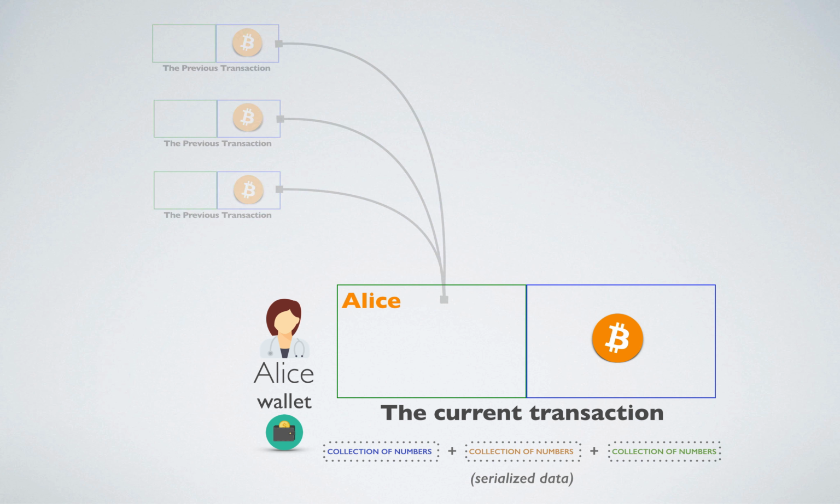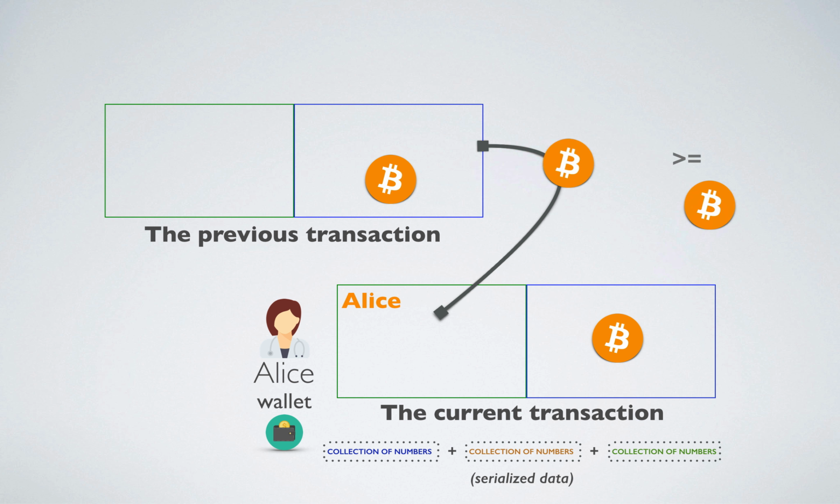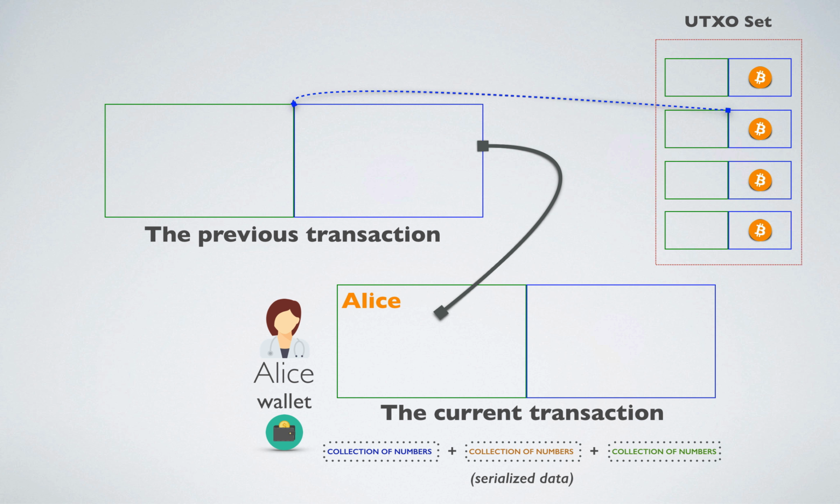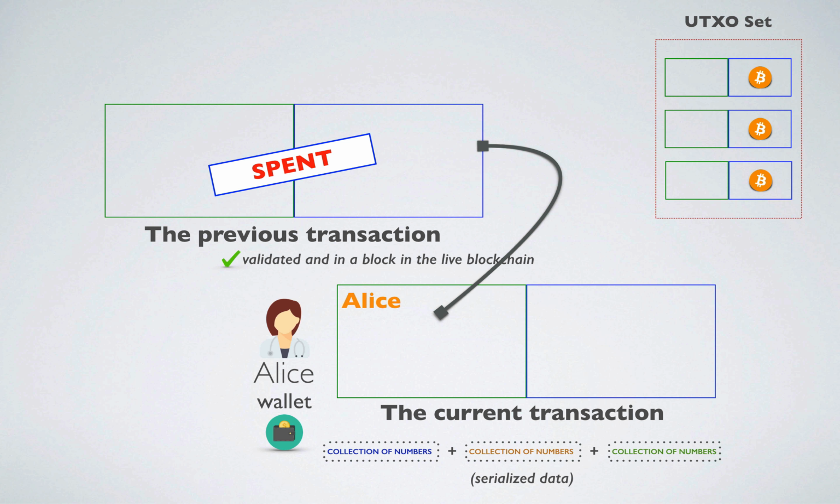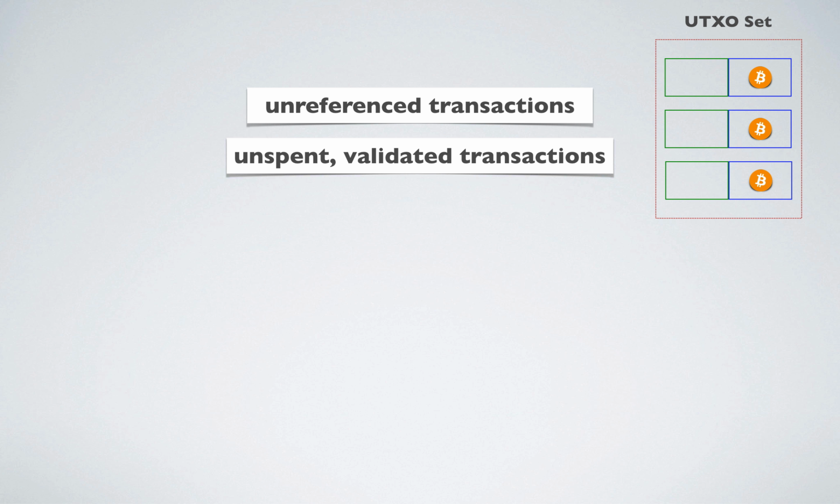So the current transaction must contain at least one reference to a previous transaction that's greater than or equal to the amount Alice intends to transfer control over to Bob. Once Alice references the previous transaction and the current transaction is validated and included in a successfully mined block in the live blockchain, the previous transaction is removed from the UTXO set and considered spent. Therefore, the UTXO set contains all of the unreferenced and therefore unspent validated transactions in the system.